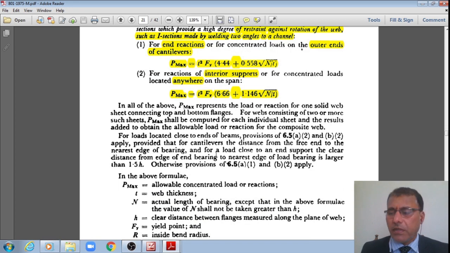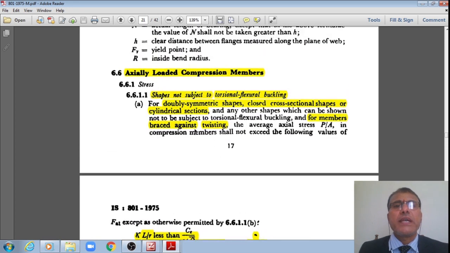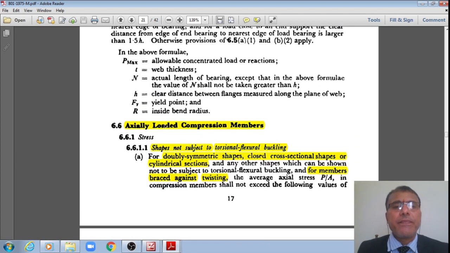Now let us see the next discussion, students. I hope you are understanding these discussions. Now let us move to the next heading, the axially loaded compression members.